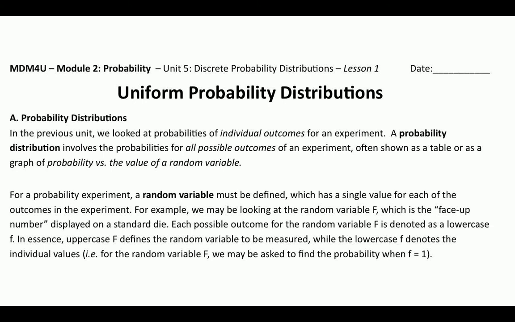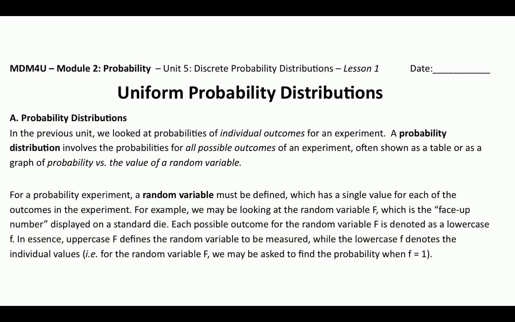So in any probability experiment, we need to define a random variable, which has a single value for the outcomes in the experiment. So in an example, we might be looking at the random variable capital F here, which is the face-up number displayed on a standard die. Every single outcome for the random variable F is denoted as a lowercase letter that corresponds to the uppercase for the random variable. So here we have little f. Uppercase F defines the random variable that we're going to measure, while lowercase f defines the individual values.